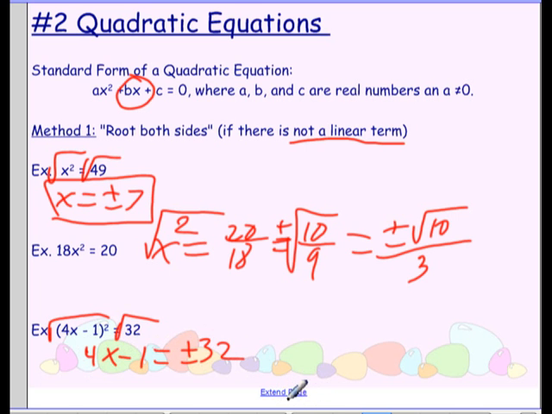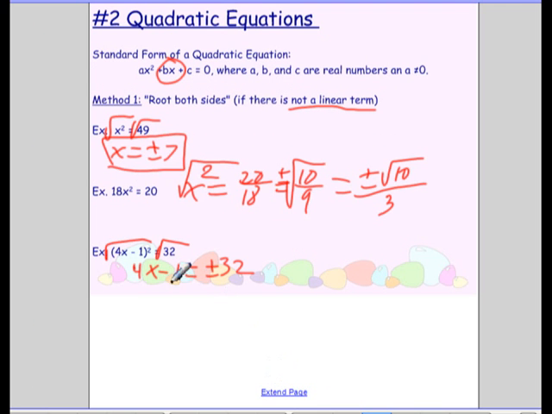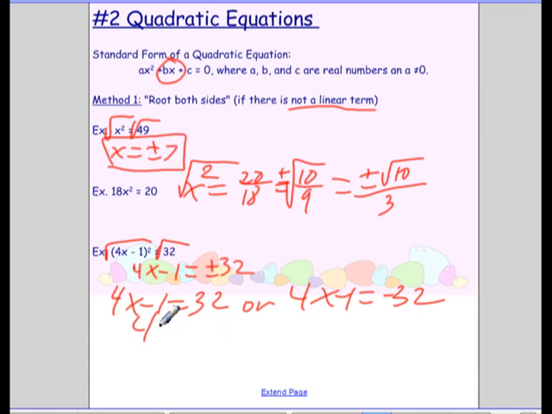From here, you've got a little bit of work to do, but we can find two solutions. So we have two possibilities. 4x minus 1 equals positive 32, or 4x minus 1 equals negative 32. And then we just solve each of those equations. So 4x equals 33, excuse my sloppy handwriting. So that's 33 fourths.